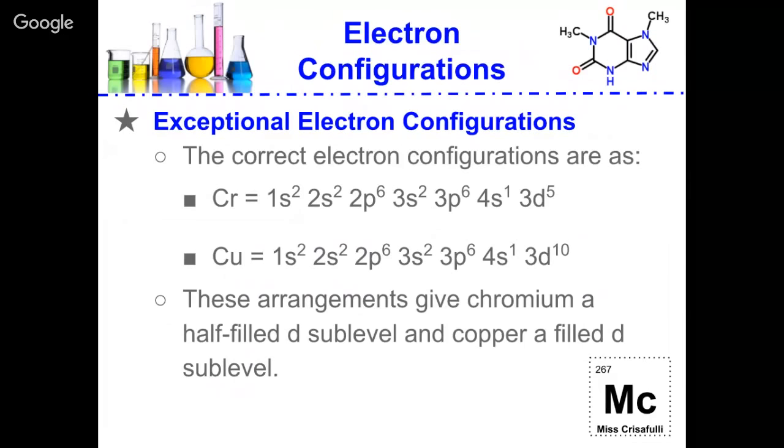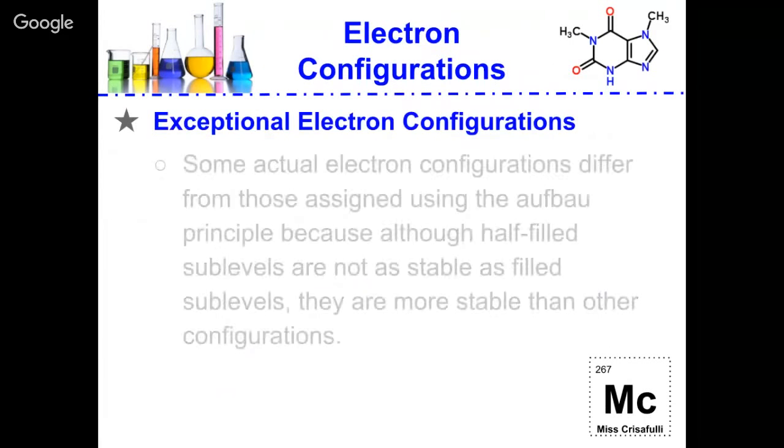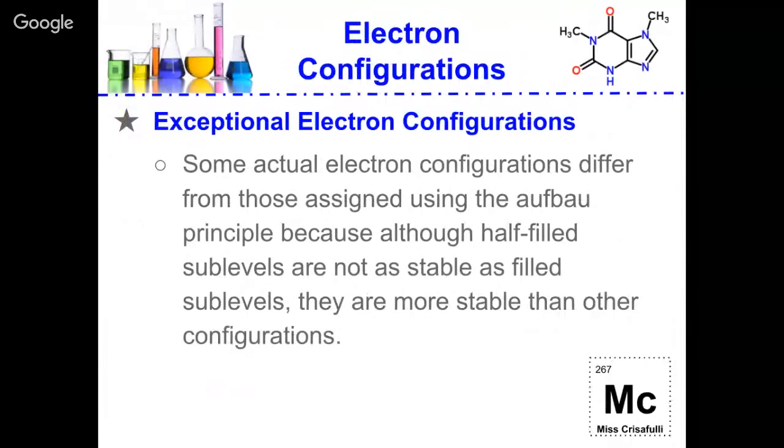So basically what we did is we promoted one of the electrons from the 4s orbital to the d. So basically one of these went and made this 3d5 instead of being 3d4, and this one made it 3d10 instead of 3d9. That will allow for the energy to be at the lowest, and that's what makes our electrons happy. So, some actual electron configurations differ from those assigned using the Aufbau principle because although half-filled sublevels are not as stable as filled, they are more stable than other configurations that the electrons can have.